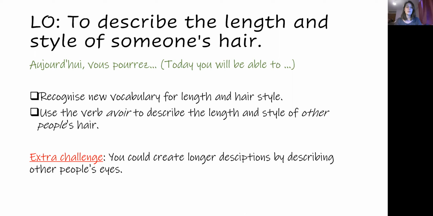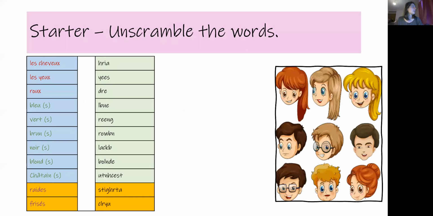So where you will have just finished doing j'ai, which is I have, so j'ai les yeux bruns, or j'ai les cheveux blonds, for example, okay? This time you're going to be doing it for other people, okay? And as an extra challenge, you might be able to as well create then nice long descriptions by describing other people's eyes as well, okay? So we're really going to start building up on some of those sentences and that French that you've got already, okay?